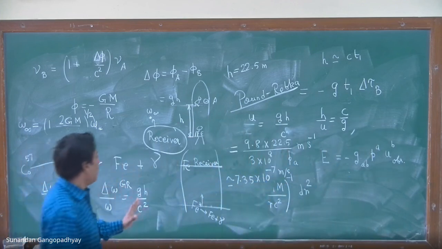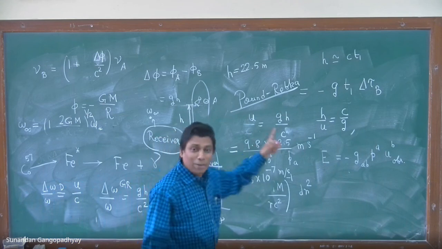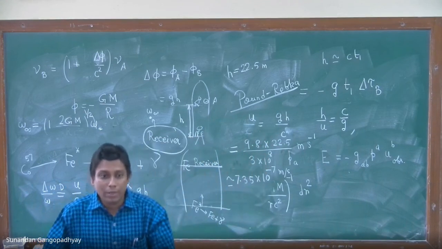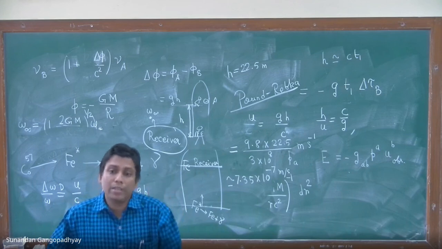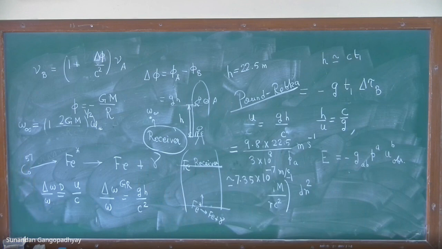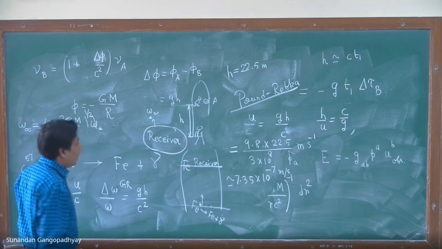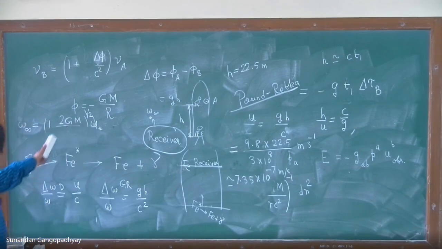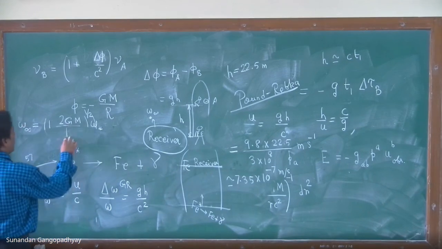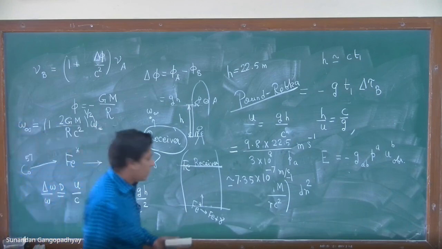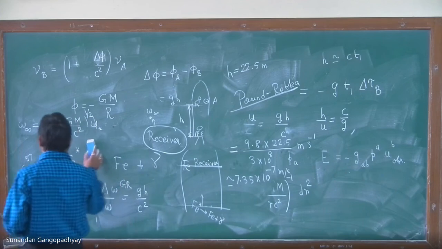Their main goal was to verify gravitational time dilation, taking the Mossbauer effect as a tool. So they managed to do it, and now in the remaining time, what I shall tell you is how to get this result from the Schwarzschild geometry. So let us do that now.